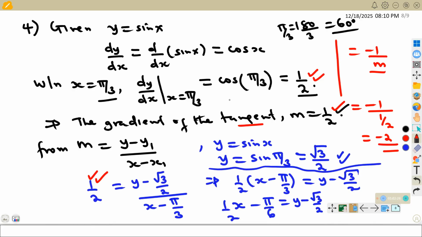So what only changes when you are talking about the normal is, after getting dy dx, then you get the gradient of the tangent, go on and get the gradient of the normal. So the gradient of the normal is simply the -1 divided by the dy dx that you will have obtained.